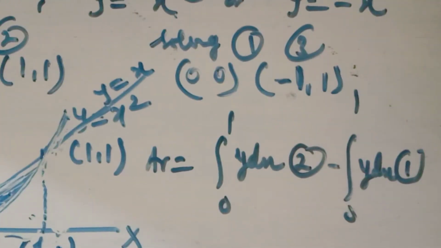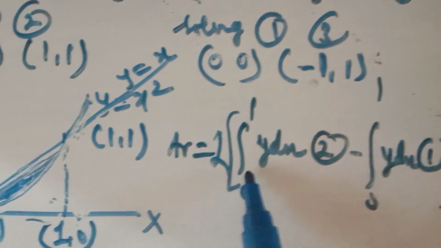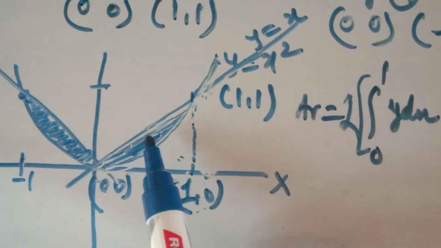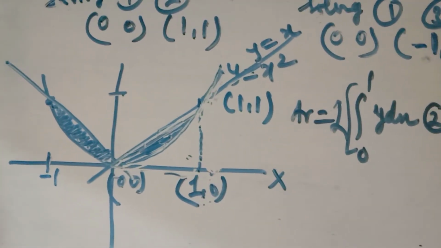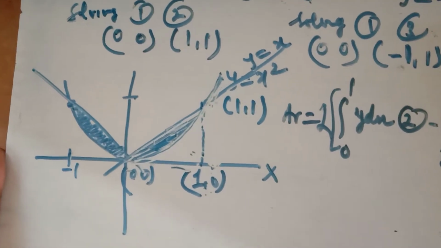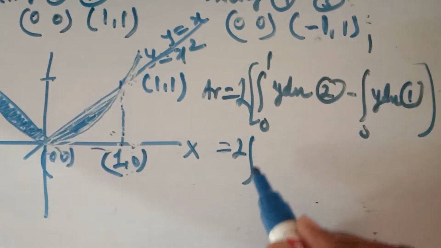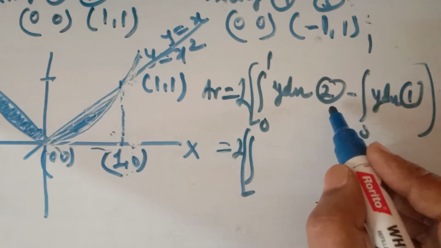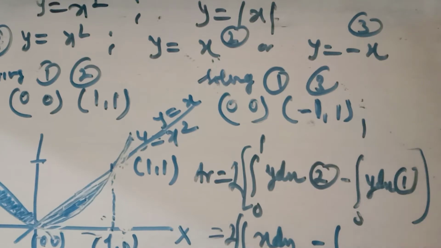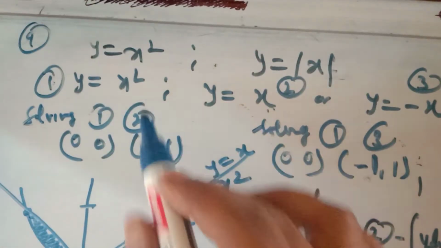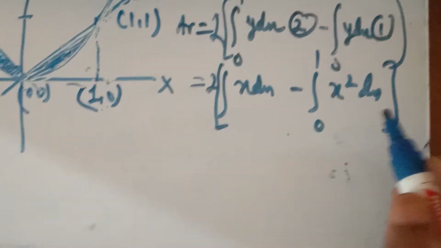So this is what you have to find, and you have to multiply it by 2, because this area is the same as that one. So finding this area and multiplying by 2, you'll get the total area. This is how you can do this question easily. Now put the value of y from equation number 2, which is x. It means you have to integrate only x here. Minus the integral from 0 to 1 of y dx, where y is x². So you only have to integrate x² here. The integration is easy.